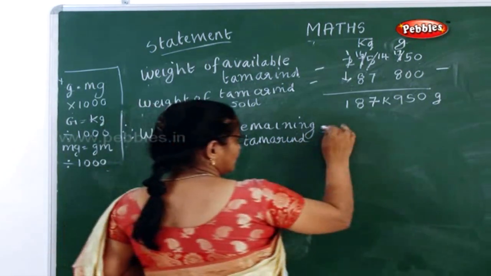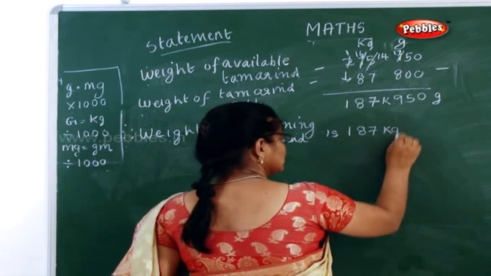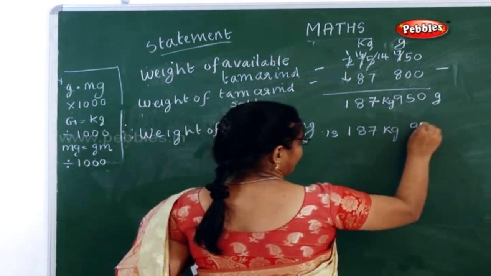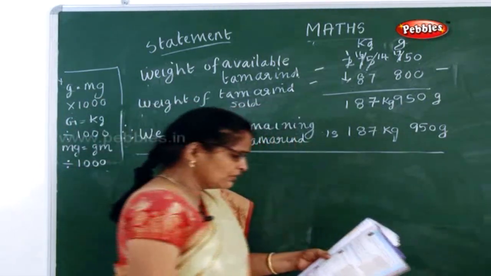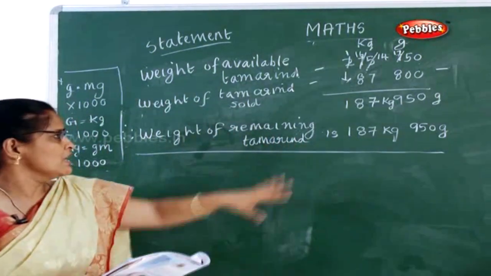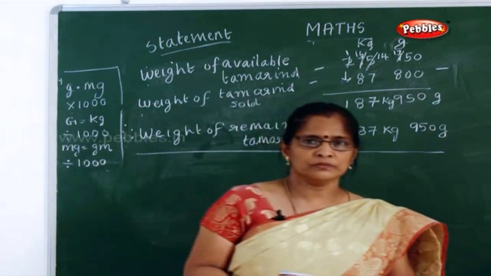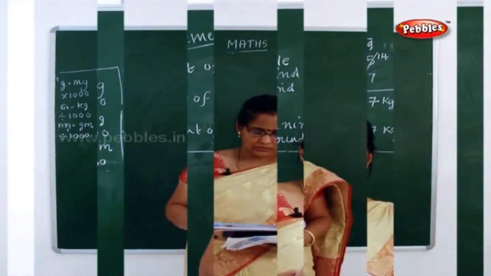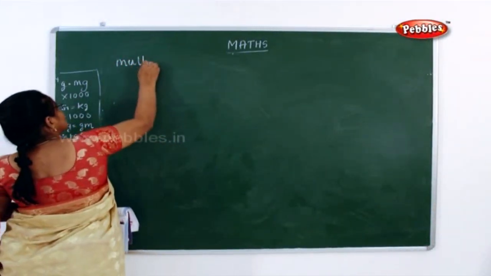Is what? Is 187 kg and 950 gram. Is it clear now? This is how you have to do your statement sums for your subtraction and your addition. See the next one, we will go on to multiplication.